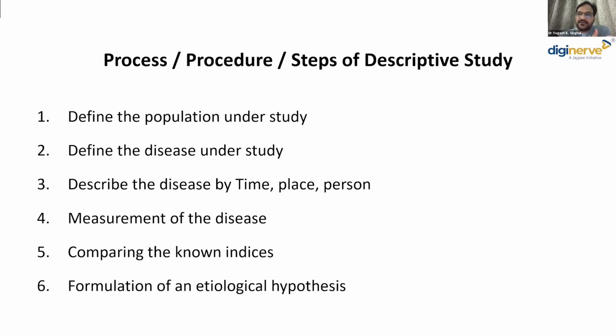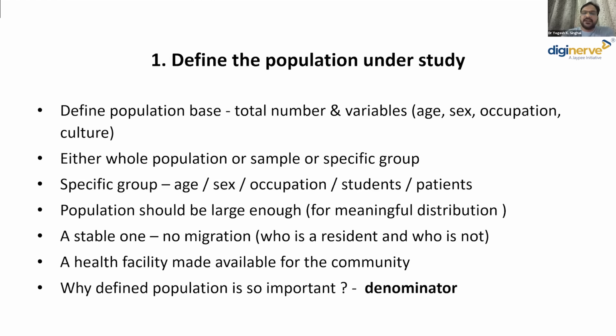Suppose we have some patients with a comorbidity like hypertension, and some people who are not hypertensive, and we look at the relation of the disease with hypertension and non-hypertension. So these are the known indices. We will discuss it in detail. Then formulation of the hypothesis. So first is to define the population under the study. How will you do it? If we want to define the population under study, we need the total number of the population and the variables.